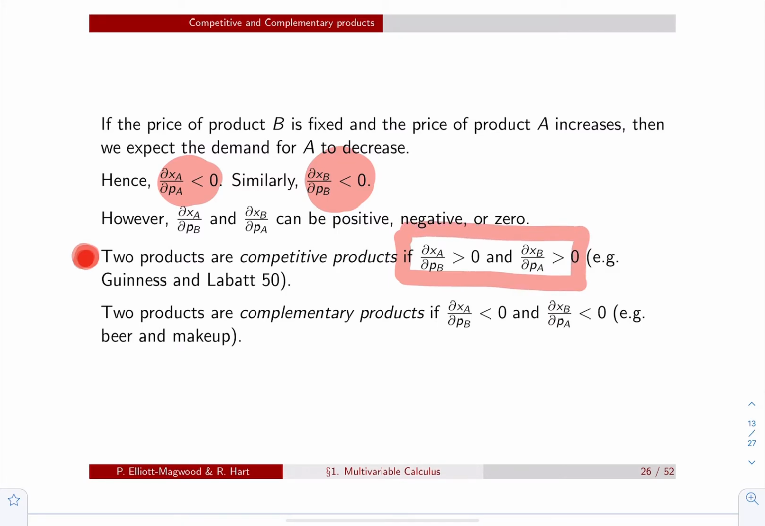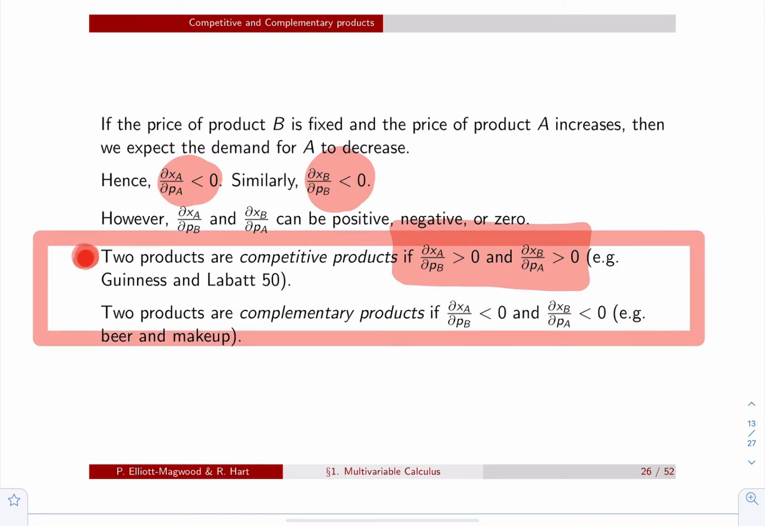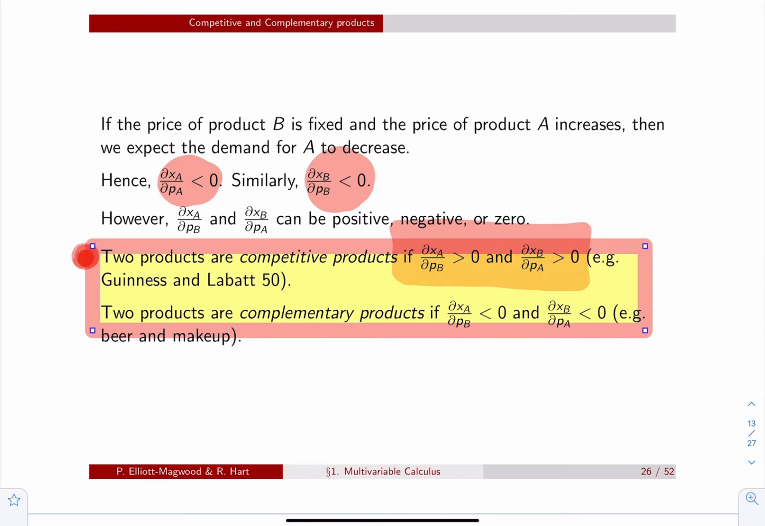So in a nutshell, what's going on? If the price of the other product, which is basically what those two partial derivatives are trying to measure, what happens to your demand if the price of the other product is going up? Well, if the price of the other product is going up and your demand is going up, it means that people are going to use their money to buy your product instead of the other one. So those two products are automatically in a competitive relationship. So if both partial derivatives, del XA over del PB and del XB over del PA, are strictly positive, you're dealing with two products that are competitive.